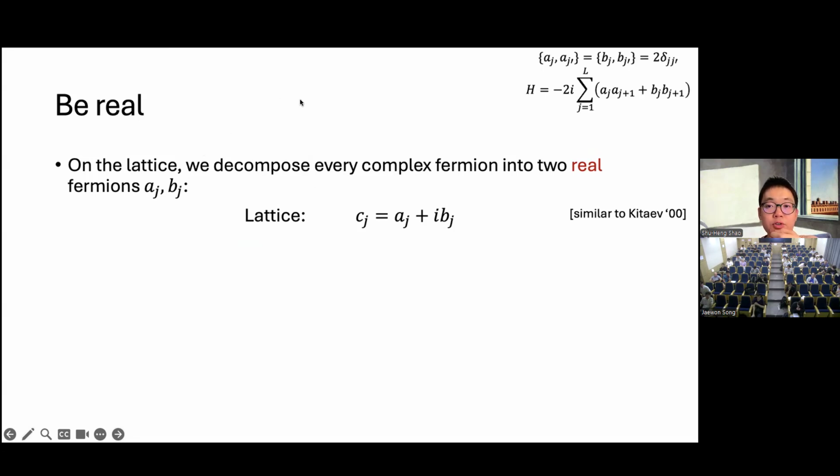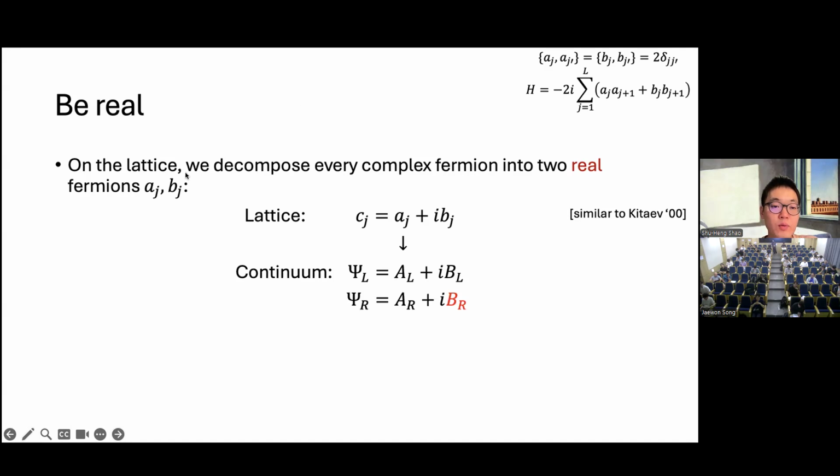If you write the original Hamiltonians in terms of the real fermions, then it becomes this. This is just a two-line algebra. You see that the two real fermions don't talk to each other. And in the continuum limit, this just describes the two Majorana fermions.